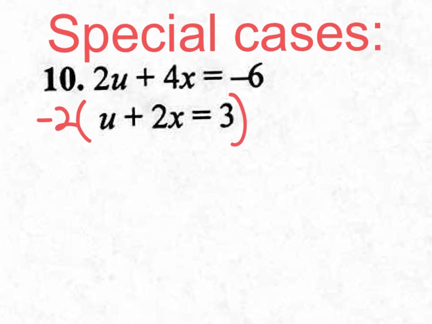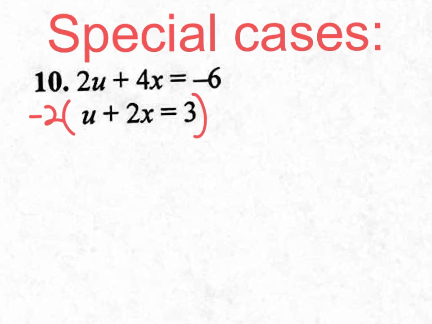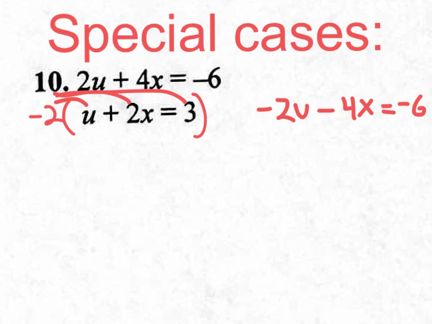So the top equation I'm not even going to mess with. I'm just going to rewrite it right here to the side. There it is, the same exact equation. Now the bottom equation, I am going to distribute that negative 2 into all three terms. So the negative 2 times u gave us negative 2u. Negative 2 times positive 2x gave us a negative 4x. Negative 2 times positive 3 is negative 6.